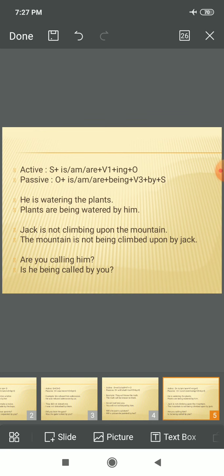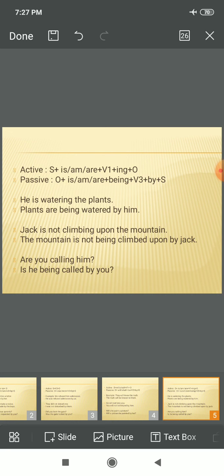So children, here, verb's first form plus ing. First form will become third form. That is very clear, unquestionable. First form will change into third form of verb. Plus ing will become being in the passive voice. Remember it very carefully. Ing will become being in the passive voice, right? Example: he is watering the plants. He is watering the plants. The plants are being watered by him.